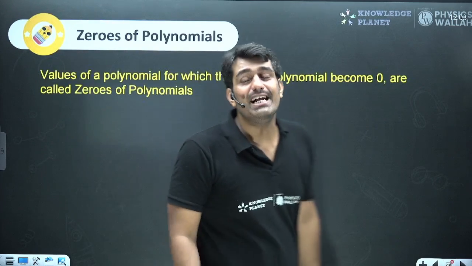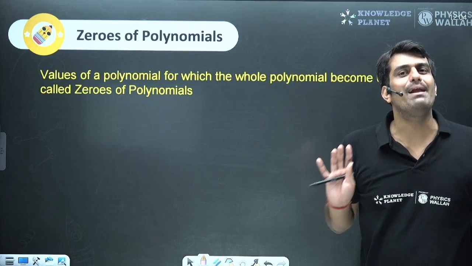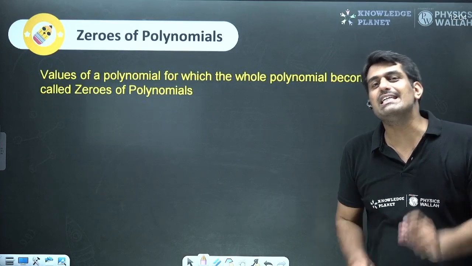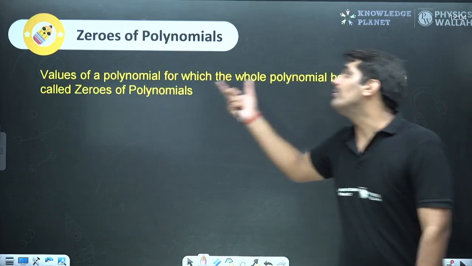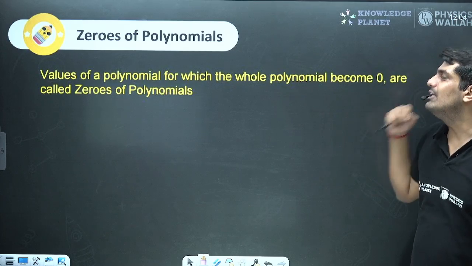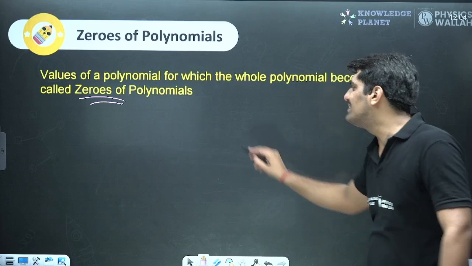If you are interested in the definition part, here we have the definition. Definition in mathematics does not play any role, but if you are clear with the concept, then you will be able to understand the definition. It says the values of the variable for which the whole polynomial becomes 0 are called the zeros of the polynomial.